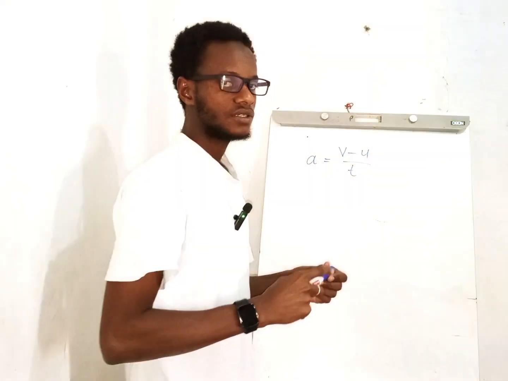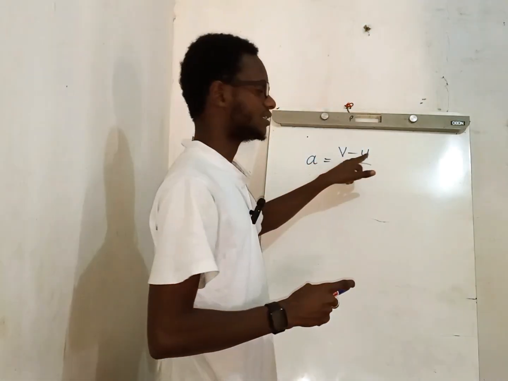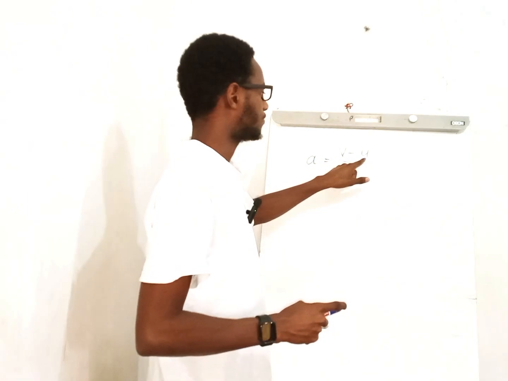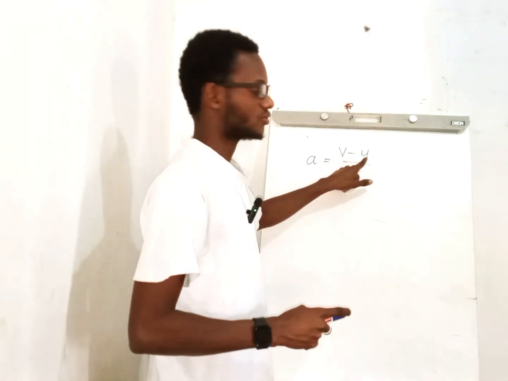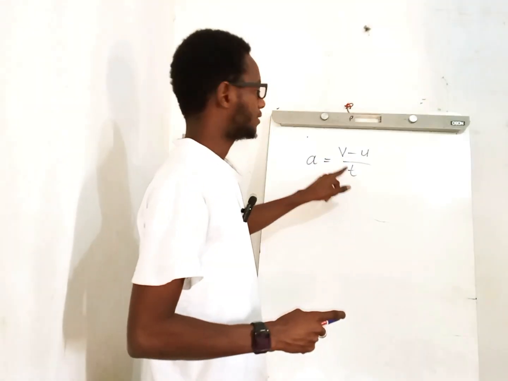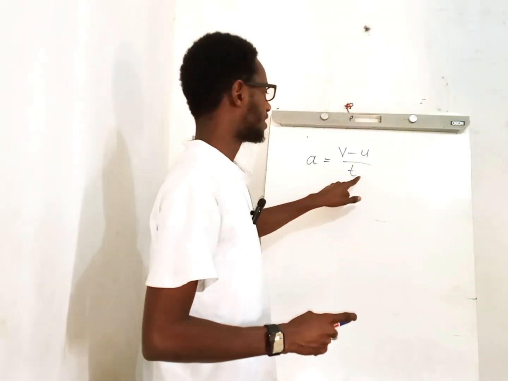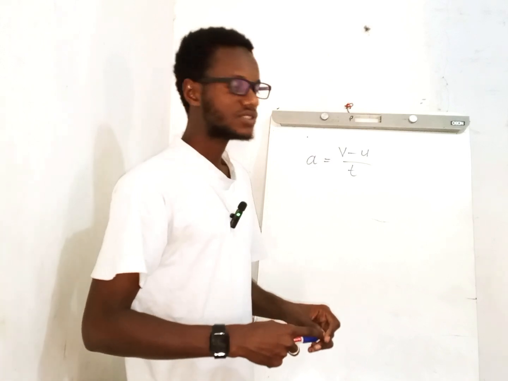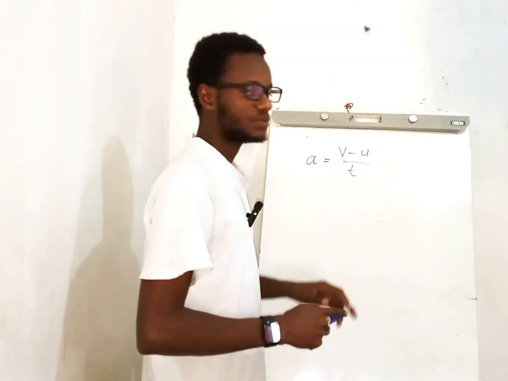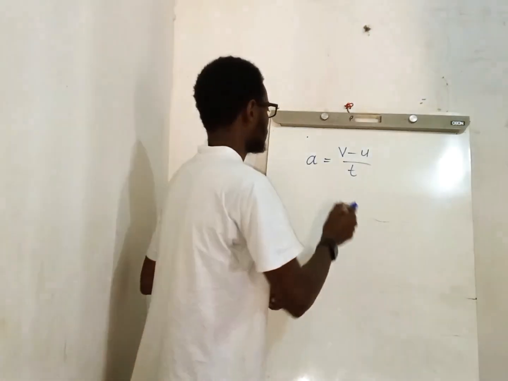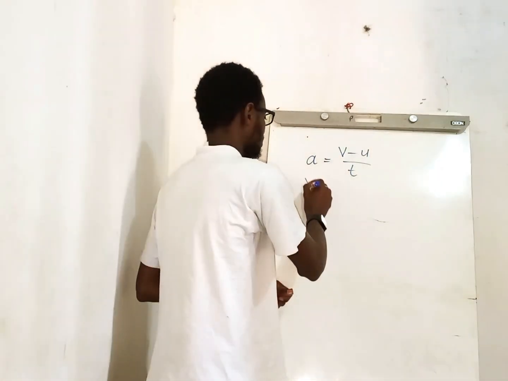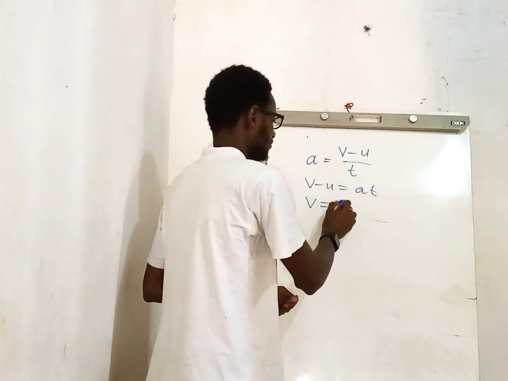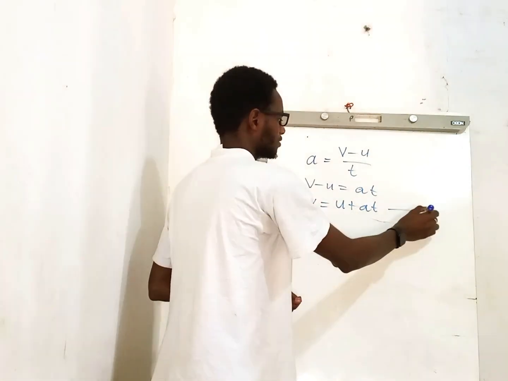That is to say, the final velocity minus the initial velocity, divided by time. The capital V stands for the final velocity, the small u stands for the initial velocity, and the t stands for the time. Final velocity minus initial velocity divided by time is what we call the acceleration. When a body is moving at a constant acceleration, this is what we experience. Therefore, if you make v minus u the subject, and later make v the subject, you are going to have v = u + at. So this is the first equation of motion.